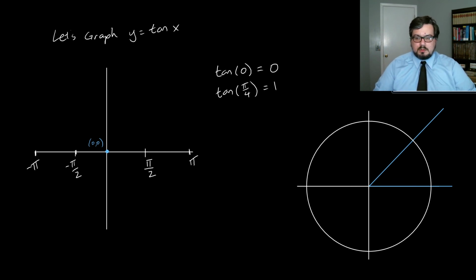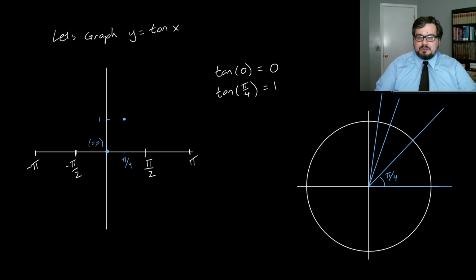So tangent of pi over 4 is 1. So in fact, we can sketch in pi over 4 here, 1. But then what happens as we start getting bigger? What happens as we start taking angles that are getting closer and closer to pi over 2? Well, what you'll notice is that the slopes of these lines keep getting larger and larger and larger. They keep getting steeper and steeper and steeper.